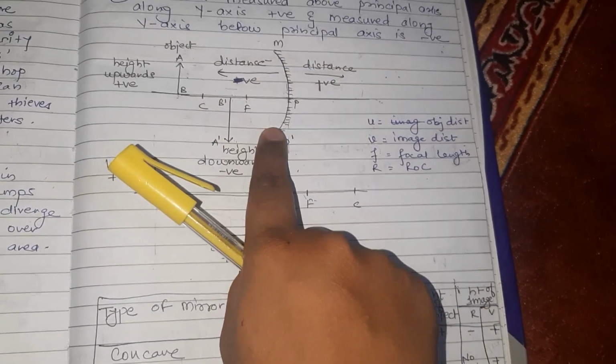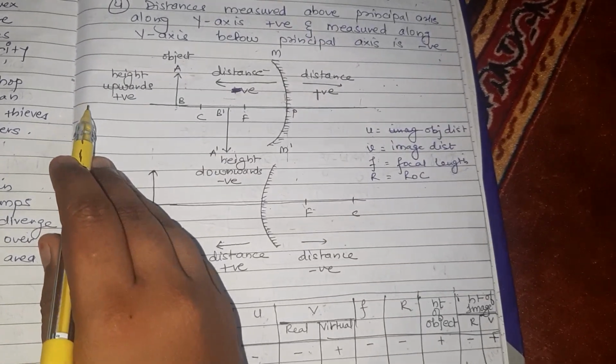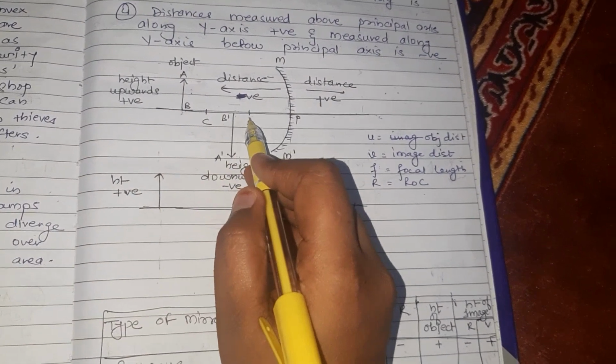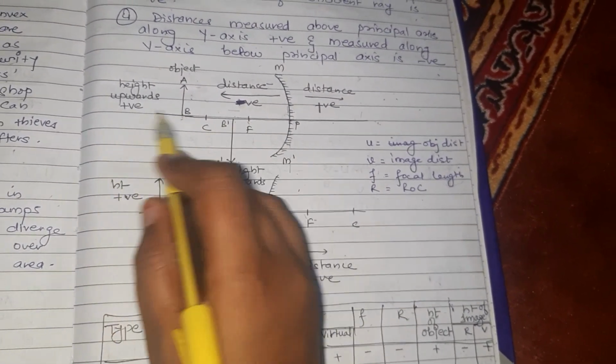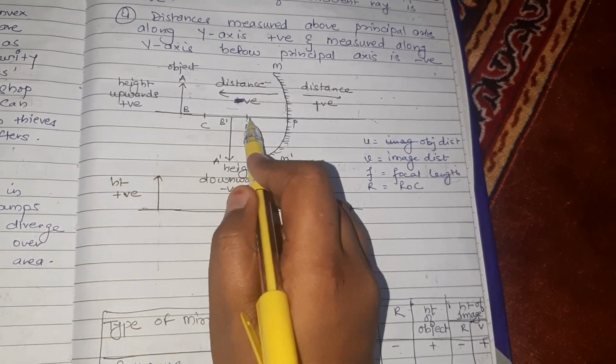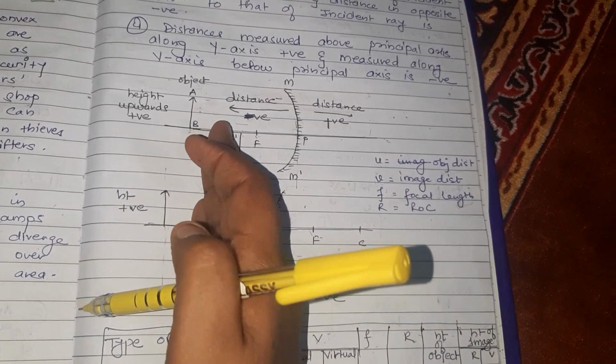And in the case of a concave mirror, there are two possible cases. When the object is at infinity, our image is at the focus. Between these points, that is infinity to focus, the image is always real and inverted, and it is formed in front of the mirror.